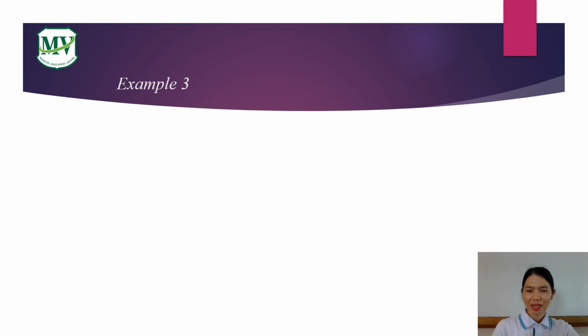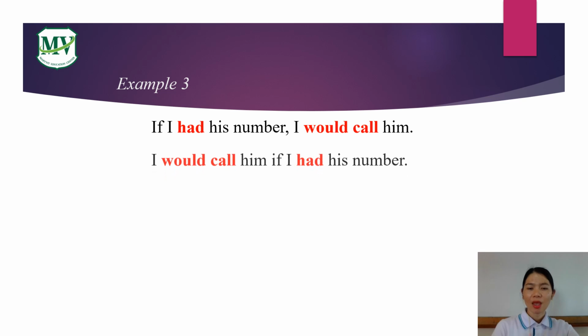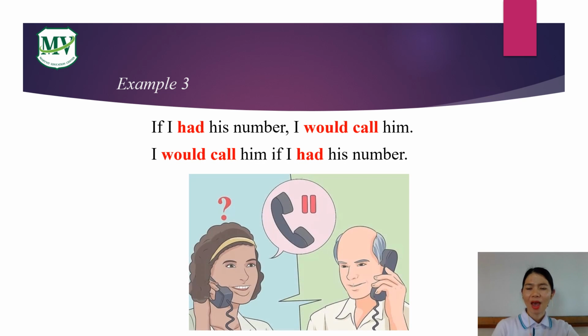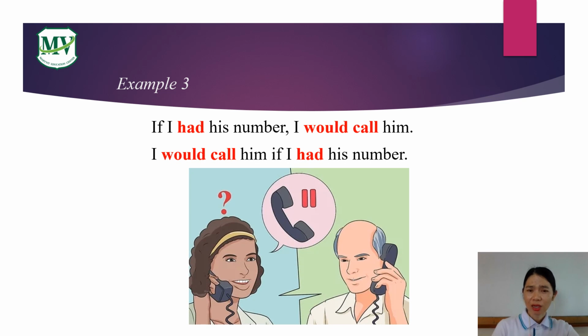Example number 3, about making a phone call to someone. Let's have a look. If I had his number, I would call him. Or you can say, I would call him if I had his number. Actually, you don't have his number. That's why you use second conditional in this sentence.